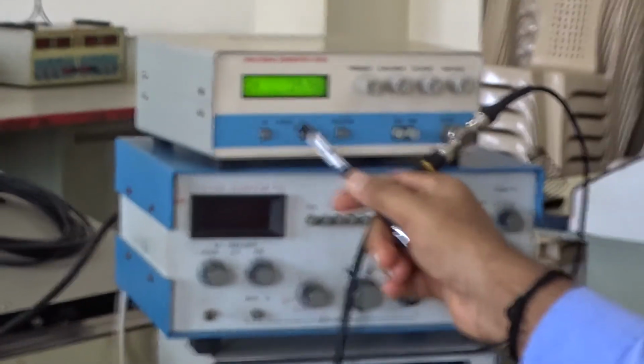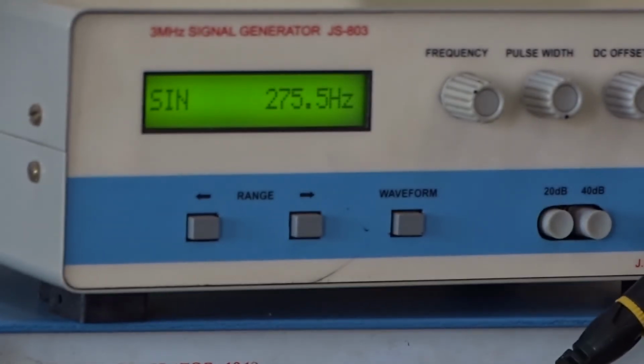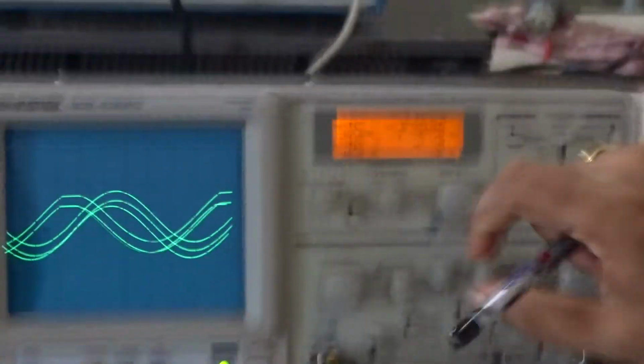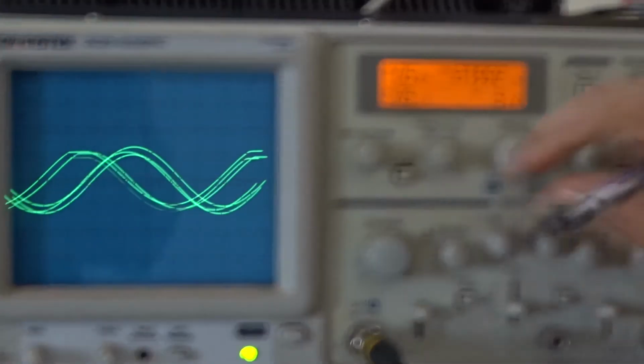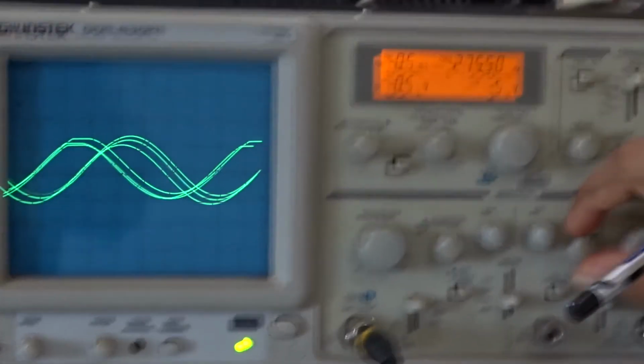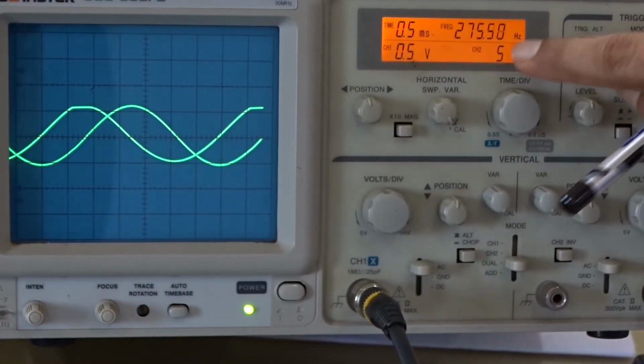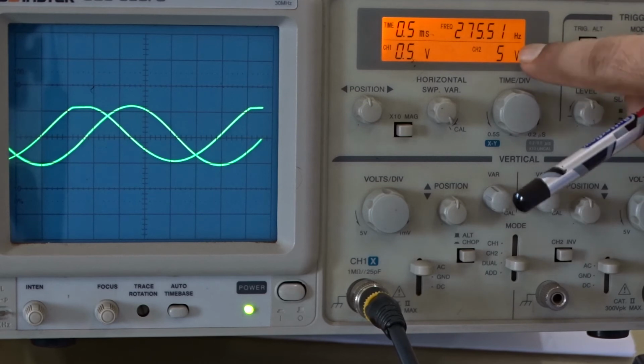Initially I give the sine wave as an input. Keep the frequency less than 1 kilohertz, around 200, 250 to 300 hertz, and keep the amplitude around 1 volt. So here you can observe this is the input voltage I gave, which is a sine wave, and this is the output voltage. Channel 1 is the input and channel 2 is the output. On channel 1 I gave the amplitude as 1 volt, and this is the channel 2 voltage.